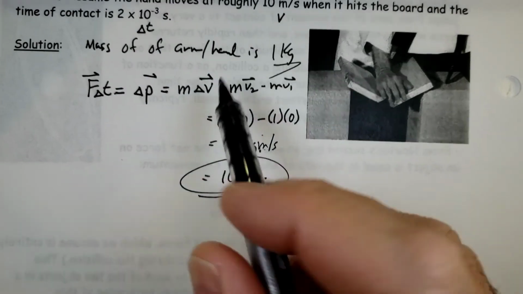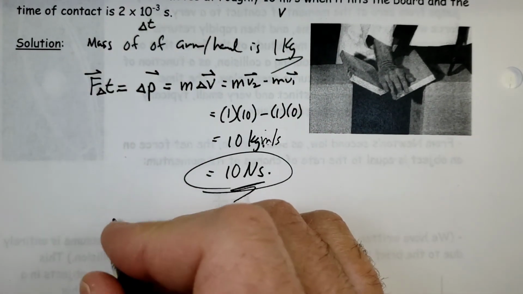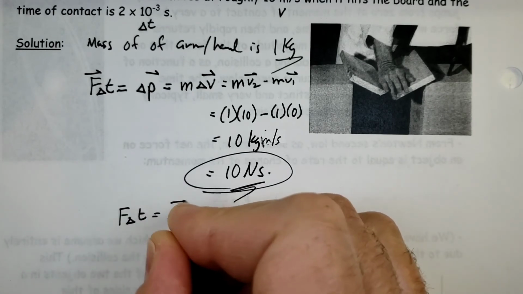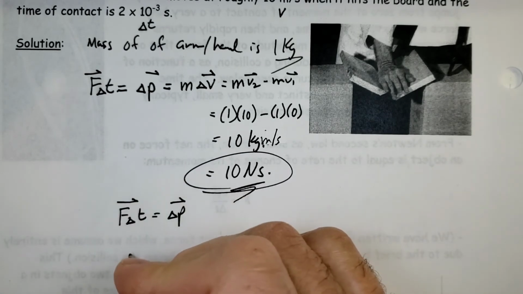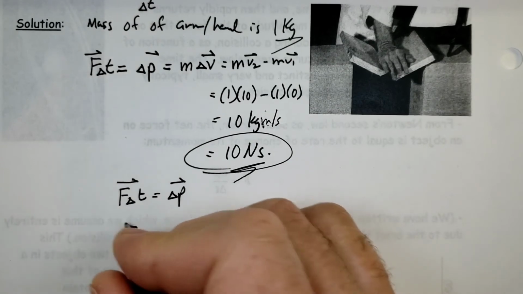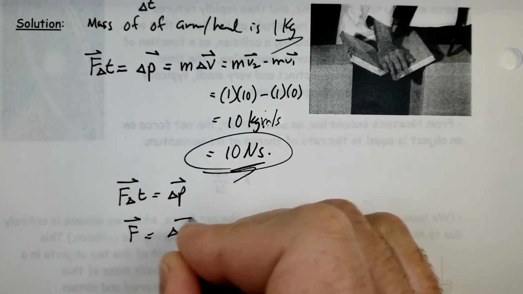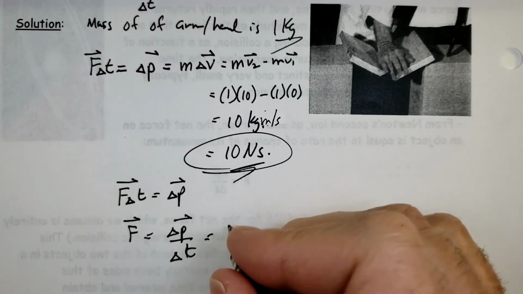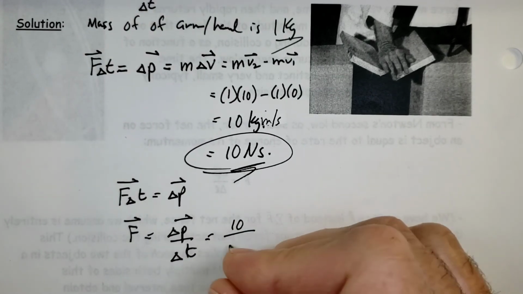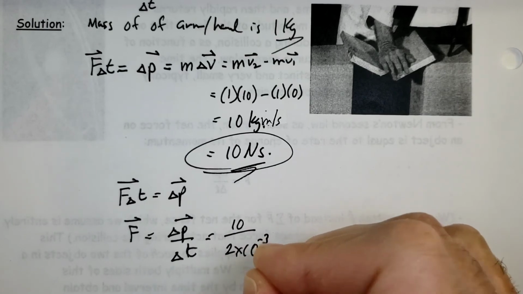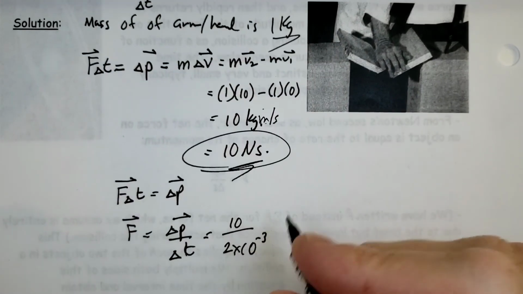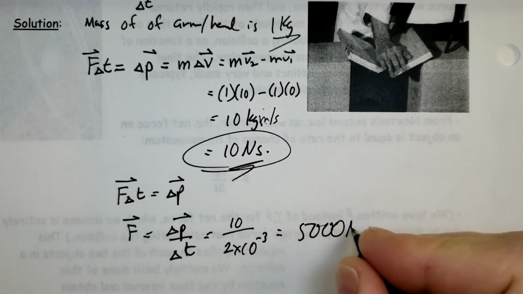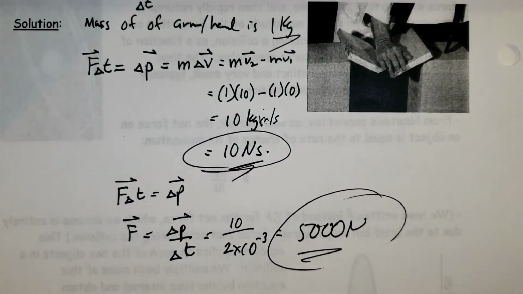Lastly, what is the average force? Well, F delta t is equal to change in momentum, so using the equation from before, I can rewrite it like that. My 10 divided by the time of contact, 2 times 10 to the minus 3, works out to be 5,000. That will be in units of newtons.